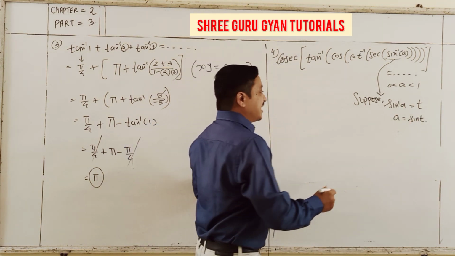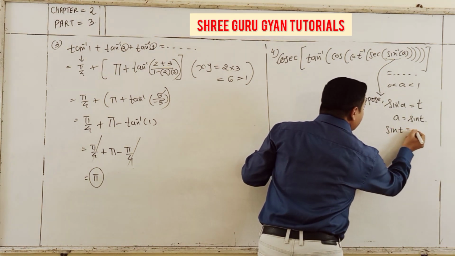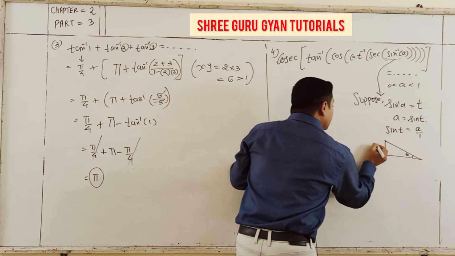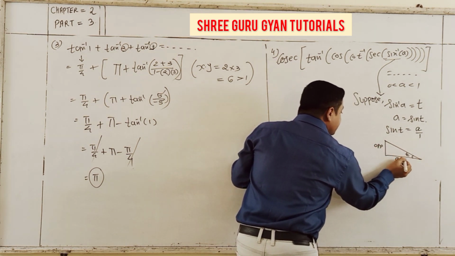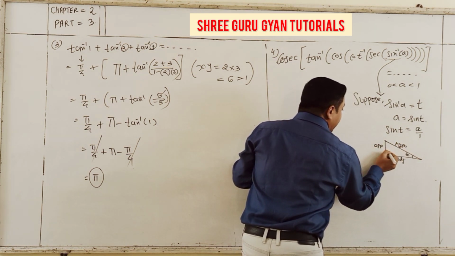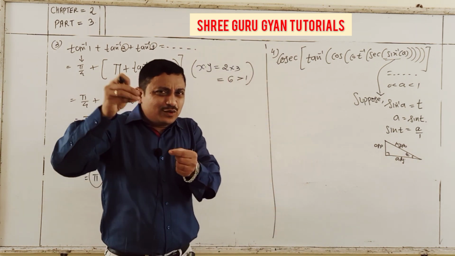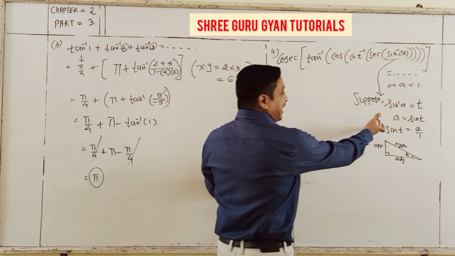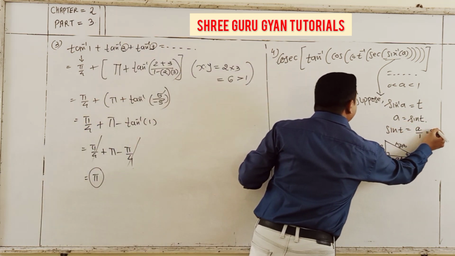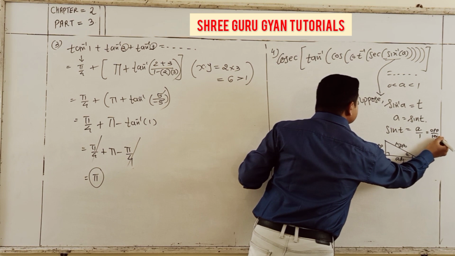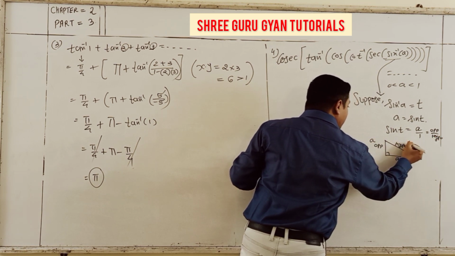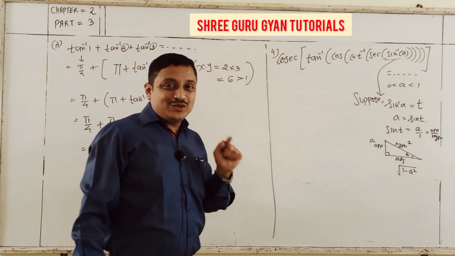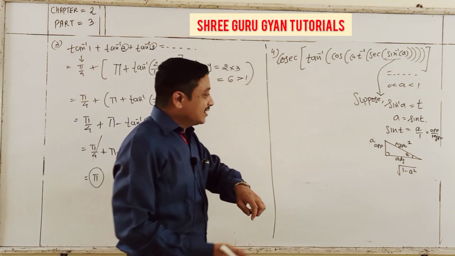It means sin t is A by 1. You will go to the triangle property. Here you mark the angle, opposite, adjacent, and hypotenuse on the triangle, and decide the third side by Pythagoras. Sine is known, opposite by hypotenuse. Opposite is A, hypotenuse 1. So the third side is root of 1 minus A square, using the Pythagoras.